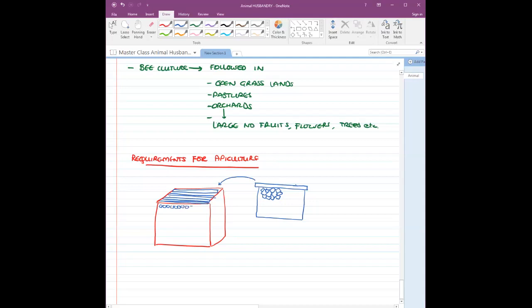Now, what we need to do is propagate the beehive over here, because unless and until the beehive is there, you're not going to get honey out of it. So what we do, guys, is the person who is going to be handling this beehive needs to know exactly what type of honeybees you are going to have and how to identify them. Because we are going to take one queen bee, and we are going to isolate it from its hive.